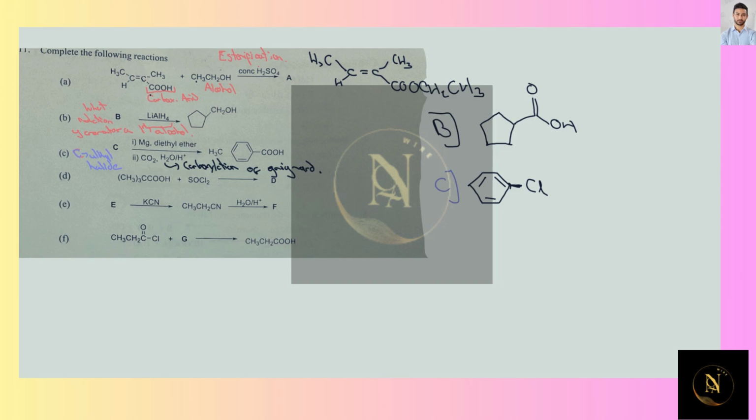Next up on D, we're going to have a carboxylic acid with SOCl2. This is going to generate an acid chloride. So D is going to be an acid chloride corresponding to (CH3)3C, COCl, which, if we expand the formula, will look like this. The corresponding acid chloride.